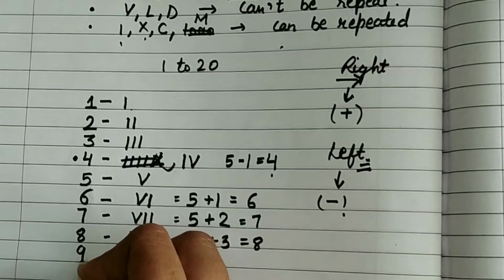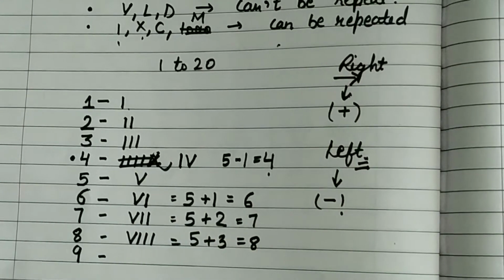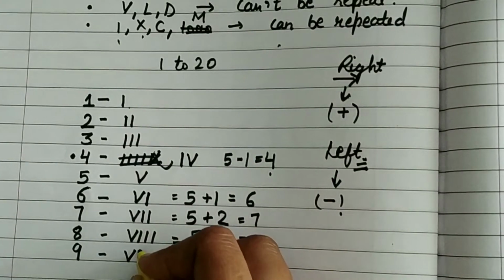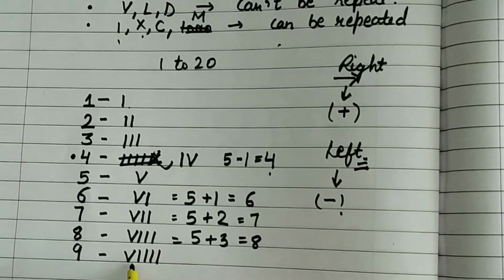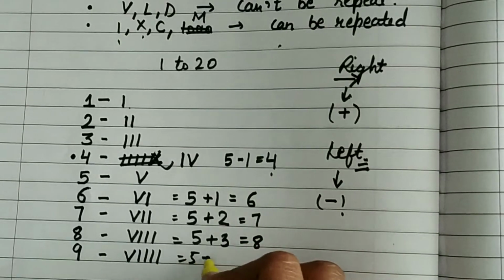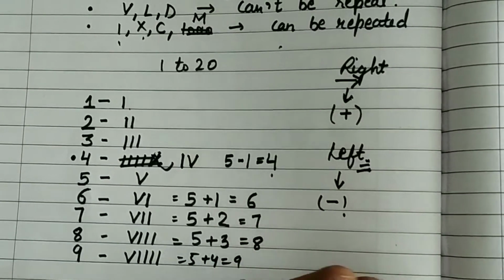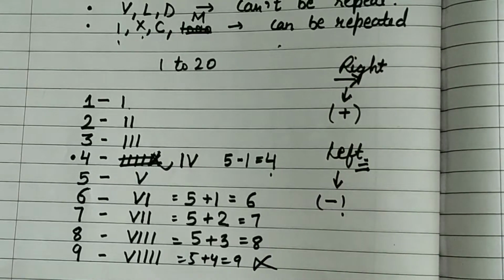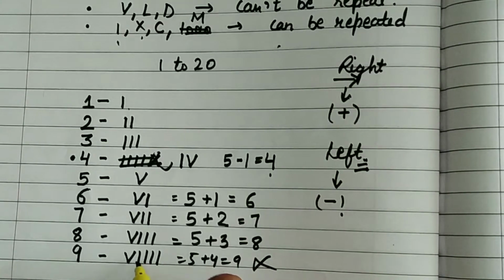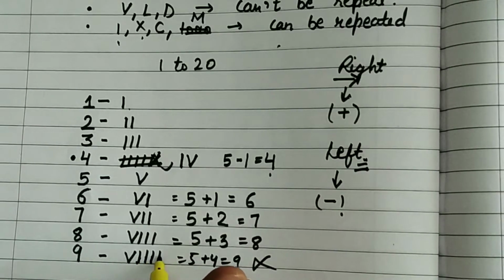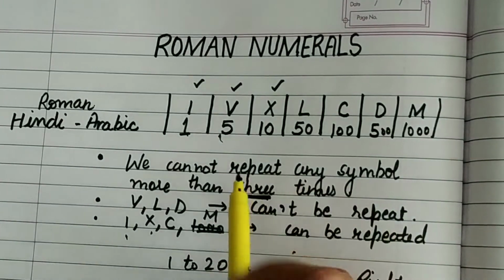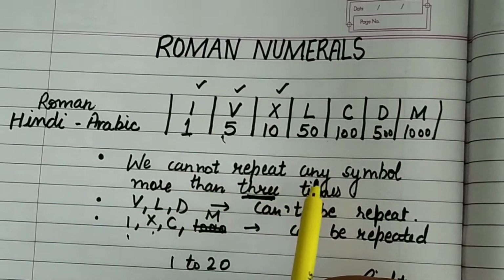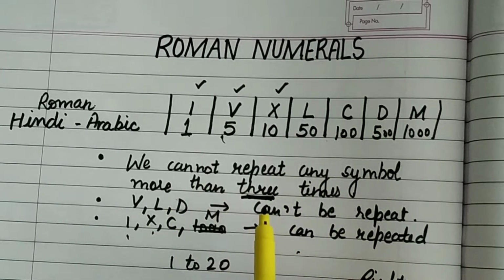Now here it comes 9. Can I write my 9 like this, 5 and then 4? 5 plus 4 is 9. No, it will be wrong. Why? Because I have repeated the symbol for 1 four times. 1, 2, 3, 4. And it is wrong according to the rules, because my rule says that we cannot repeat any number more than 3 times. So what will I do?